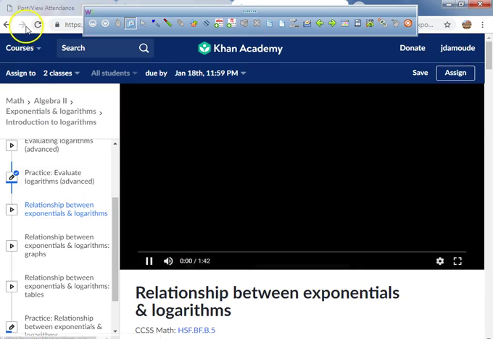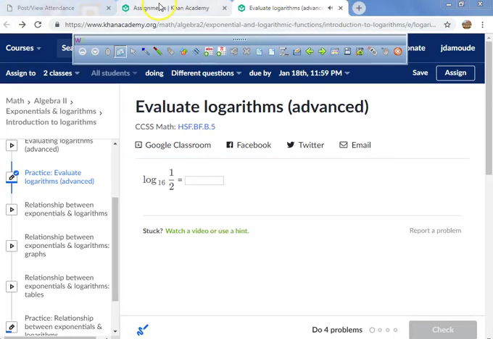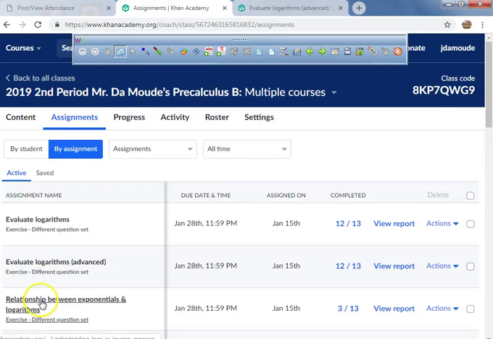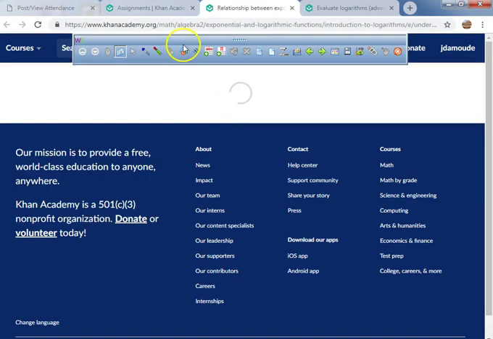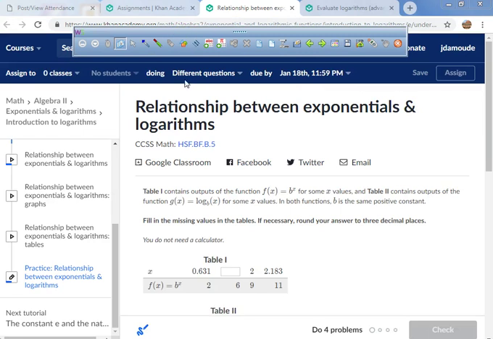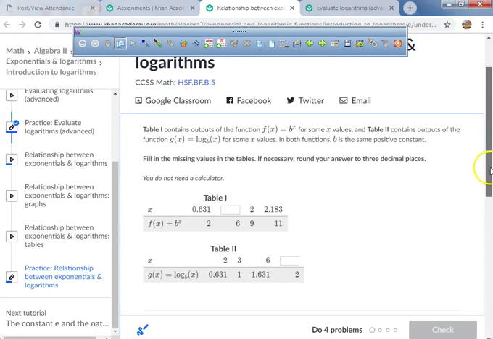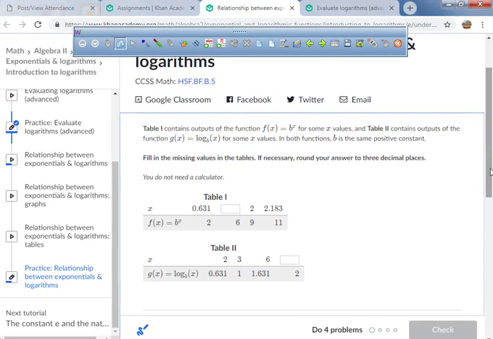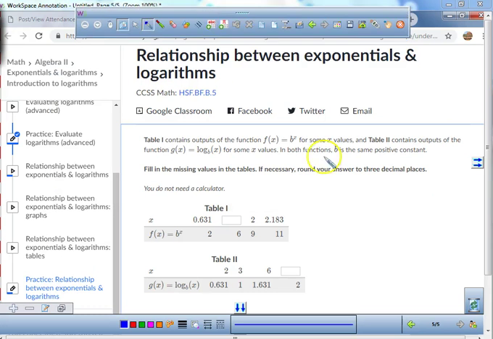Oh, not that. Go back. Assignments, we're going to go to relationships between exponentials and logarithms. There we go. All right, here we go. Now, oh, you do? No, I had an instrument. You did? Okay, cool. Now, let me explain to you guys something, okay?